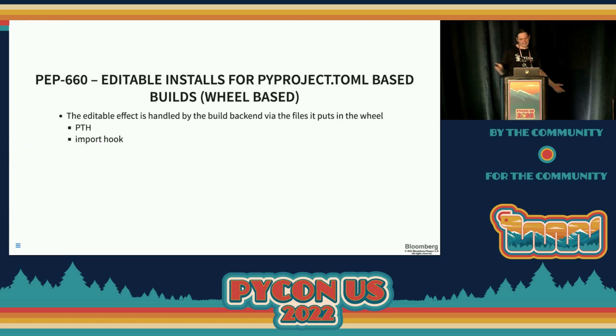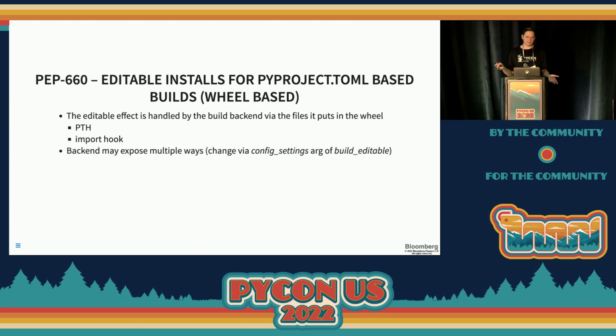Now, this has some benefits. For example, the backend can choose to put in an import hook instead of actually putting in your source files. It can put in a PTH file, so basically whatever was working until now can continue working. And when it comes to which one you should actually use, the PEP says that the backend should probably allow the user to choose whichever they want.